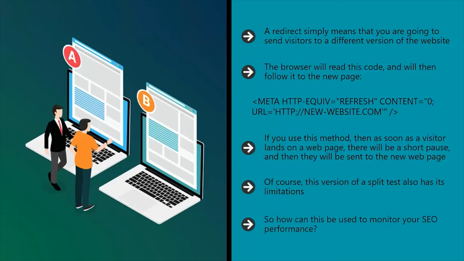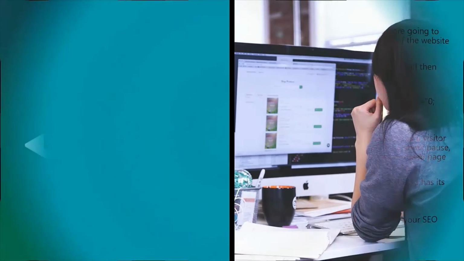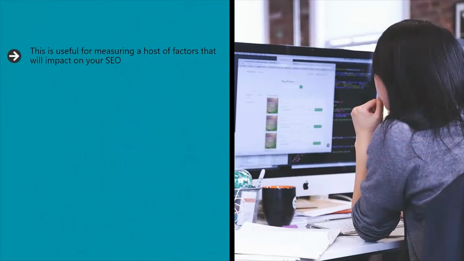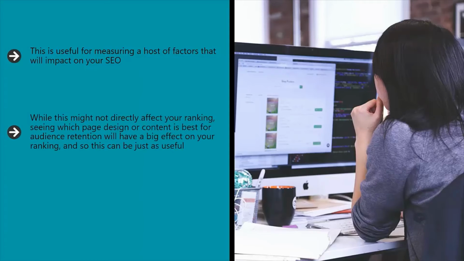So how can this be used to monitor your SEO performance? This is useful for measuring a host of factors that will impact your SEO. That means things like bounce rates, things like CTR, click-through rate, and more. While this might not directly affect your ranking, seeing what page design or content is best for audience retention will have a big effect on your ranking, so this can be just as useful. Which type should you use? The answer is, of course, both, if you have the time.